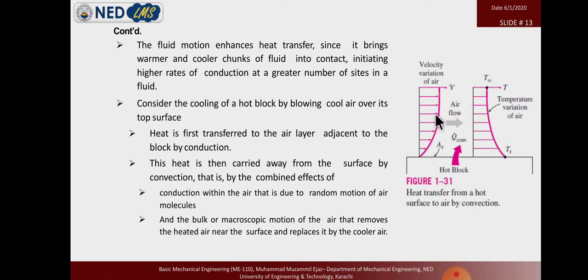Here we get the velocity profile. The velocity profile of the air is like this. Assume that air is moving in this direction. When the air is near the block, due to contact with the hot block, the velocity gets lower. As we move above, the velocity of the air increases, and after some position it becomes normal.